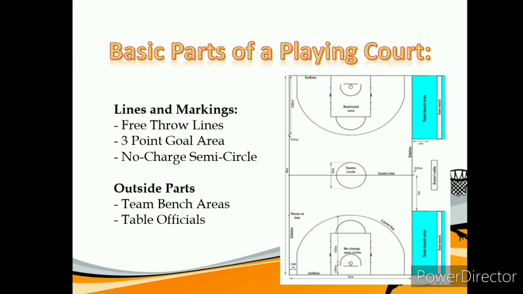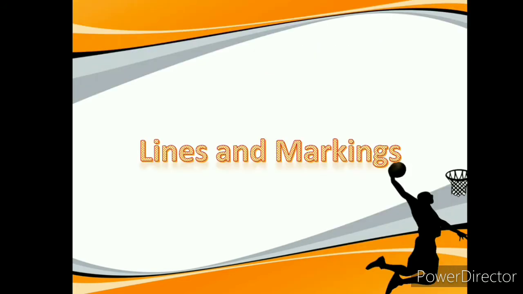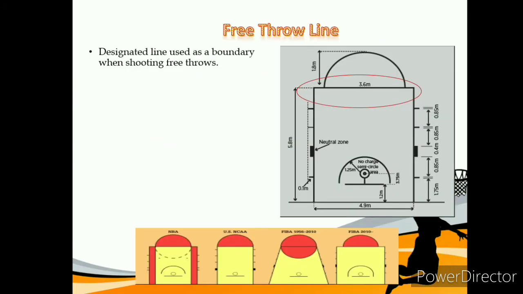First, let's focus on the lines and markings. Free throw line. It is a designated line used as a boundary when shooting free throws. This is also called foul shots.